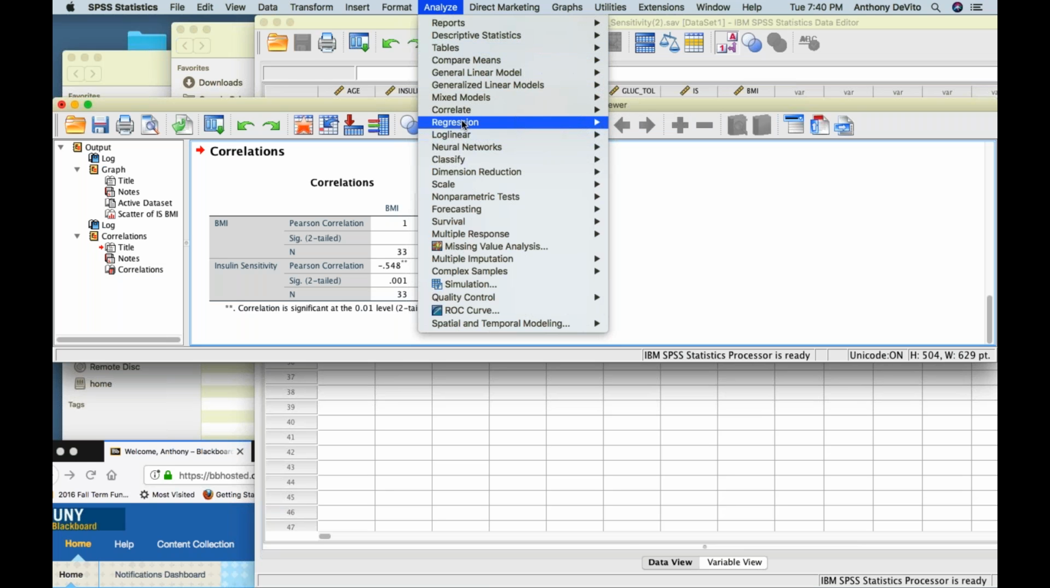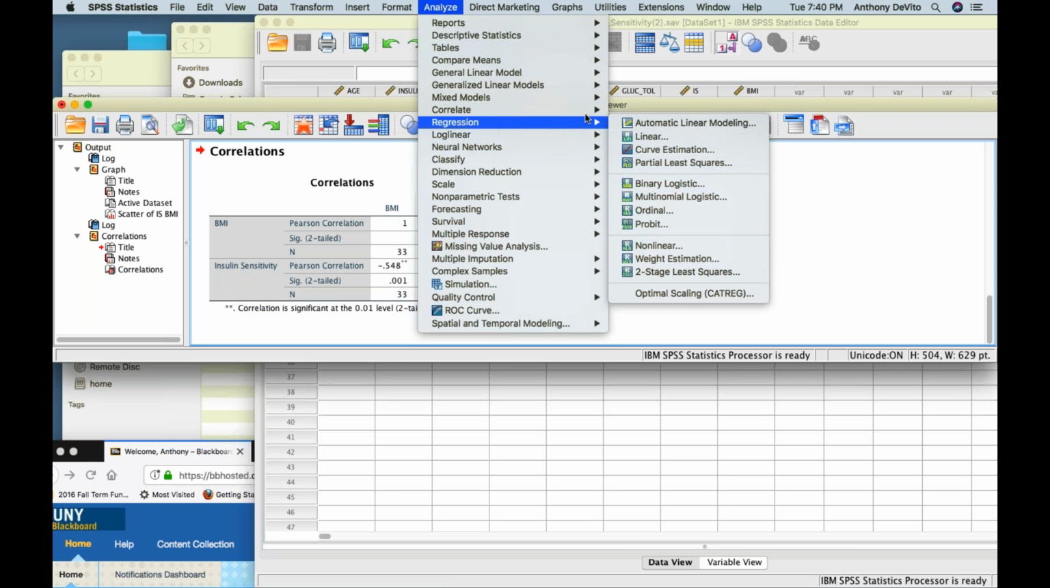Instead of going to correlation, remember, I went correlation bivariate because we use two variables. I'm going to go to regression. I'm going to go to linear regression because we're assuming, to start off with, that the association between these two things is a linear correlation.